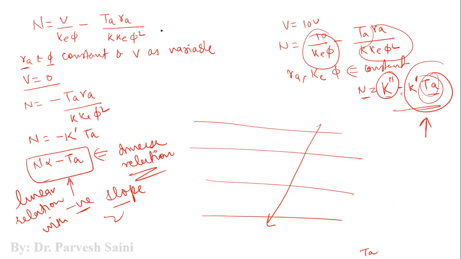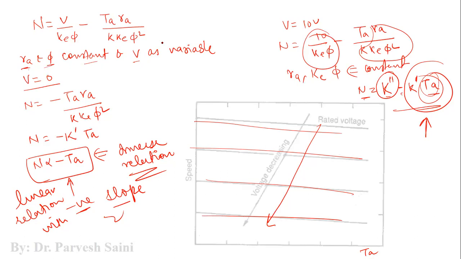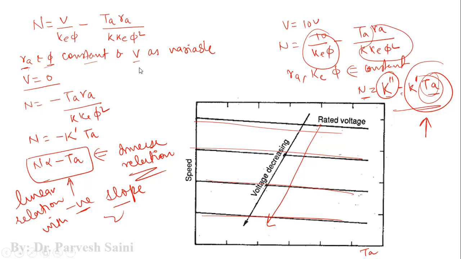And in the third case we kept Ra and phi constant but V as variable. So this is how we can find out the speed torque characteristics and draw them. It is very easy, as there is only one equation, which is equation number 9.